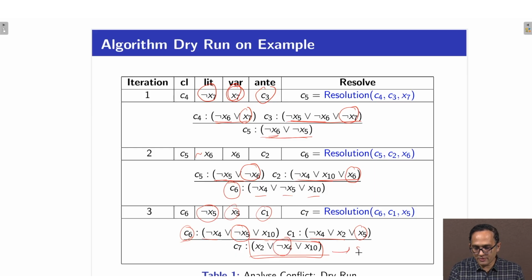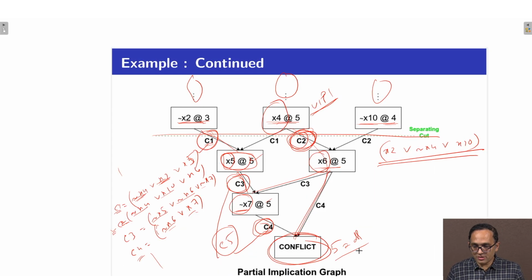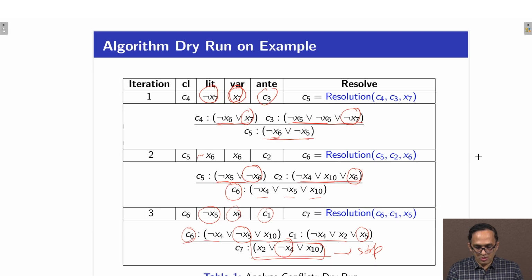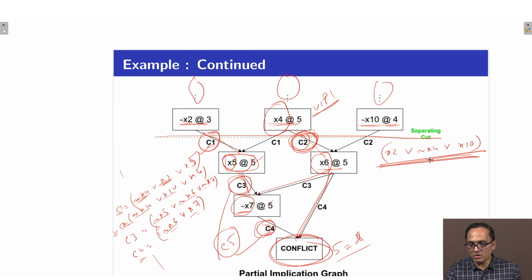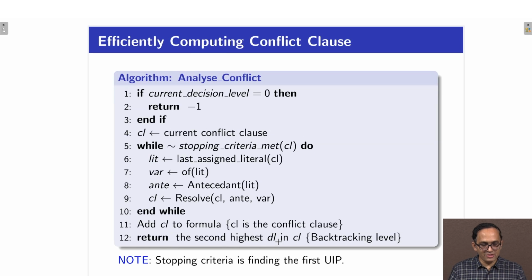So, I will stop here, and you see this corresponds to this cut: x2, not x4, x10. So this is what I am going to do effectively. I start from this node, I keep identifying. This is the algorithm effectively. This is my current conflict clause. Then the stopping criterion is that I reach the UIP 1.